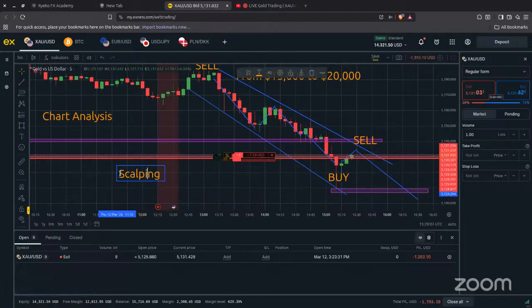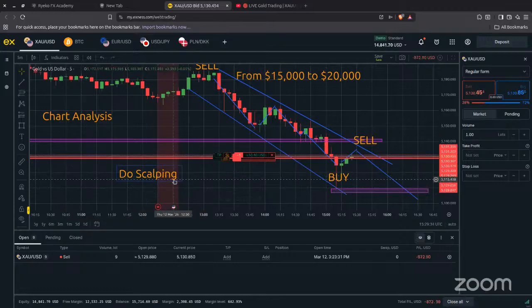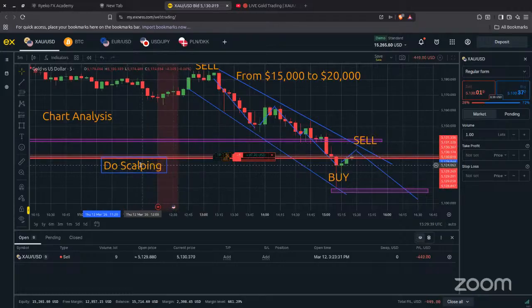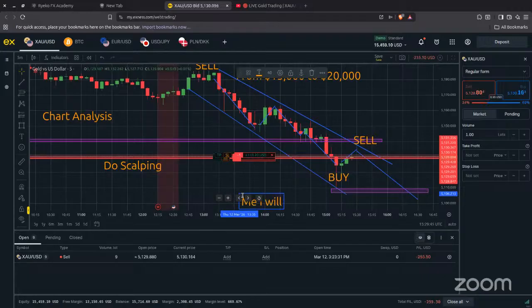Take up short trades. Don't take these long trades. Me, I'm planning to do swing, so I'll wait for it to reverse in my direction. So in that way I'll make more money when I reach the 20K. But for those of you who are taking a buy, please do scalping. Because I've been doing this a little bit, I have learned one thing, that it's quite easier. Me, I will do swing.